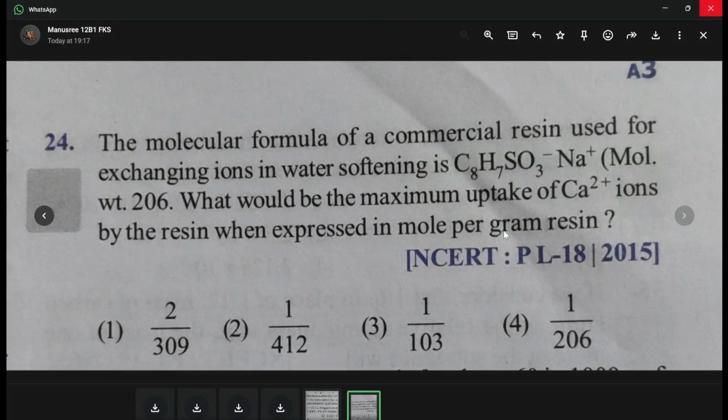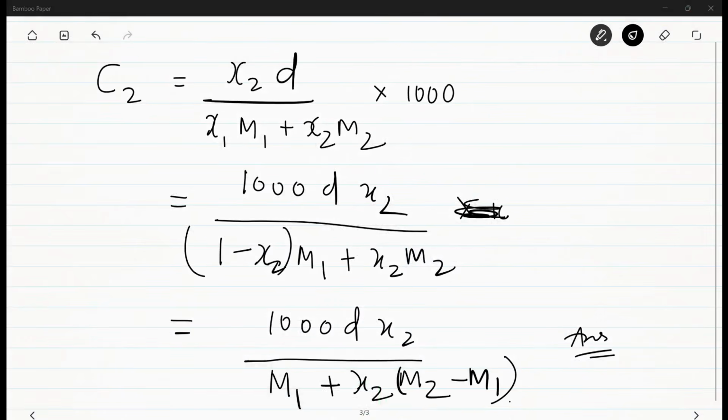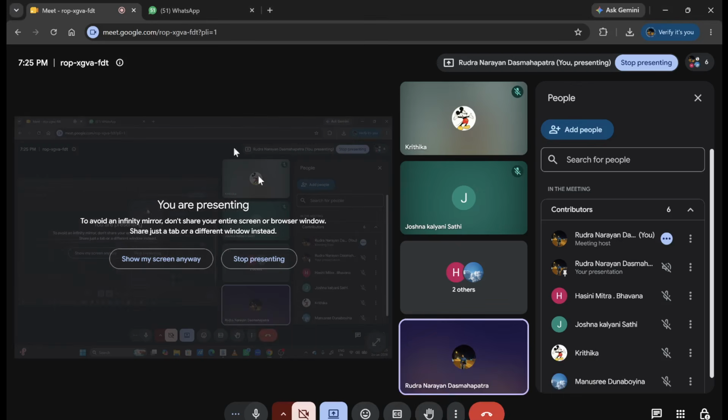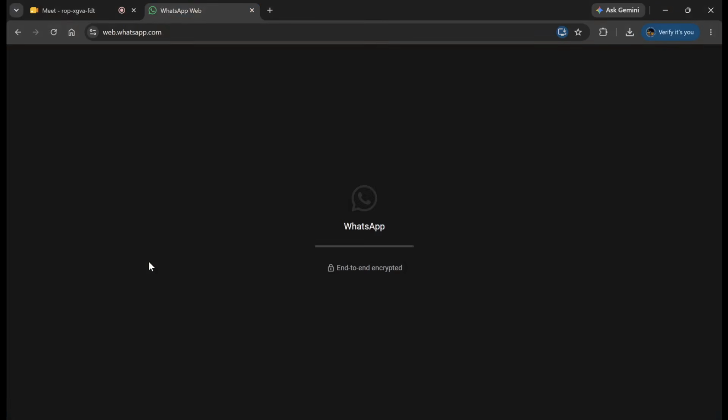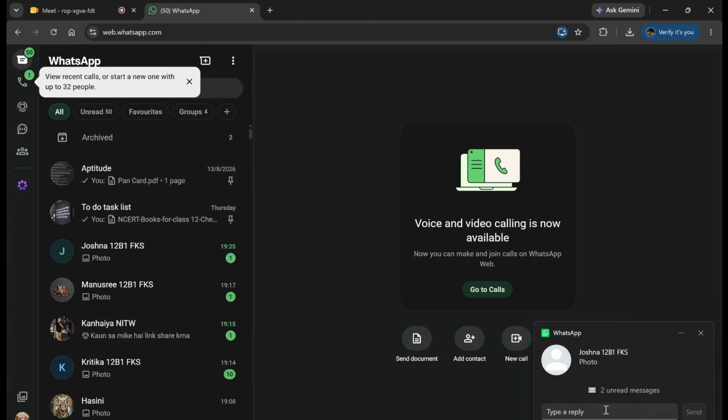Manusri. It is 2015. Not here. Not here. I have to open WhatsApp. Okay, 24 information is in front of you.